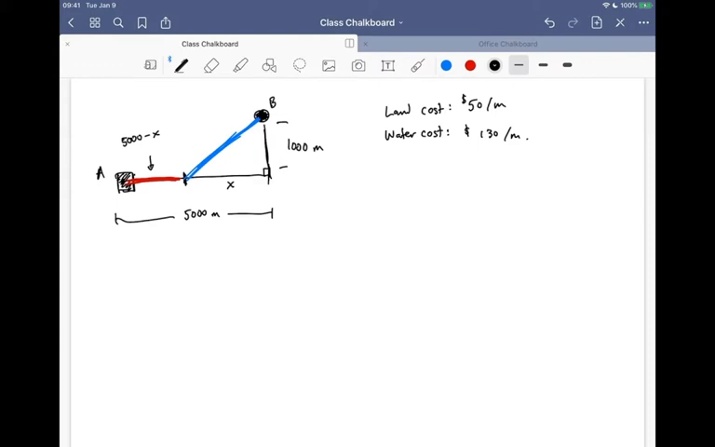Now, I could have labeled the red part X and then the other part would have been 5,000 minus X. It really doesn't matter, but hopefully you guys will notice in just a moment that this particular choice of where to put X will simplify the algebra slightly later, and so it will pay off. Okay, so the land distance is 5,000 minus X, but the water distance, this is the fun one. The water distance is the blue line in my diagram, and that's not just X. It's actually the square root of X squared plus 1,000 squared, right? So that's just Pythagoras' theorem to get the length of the blue segment in terms of its legs.